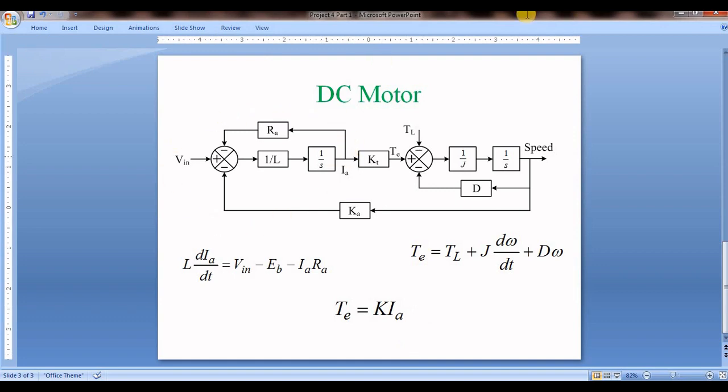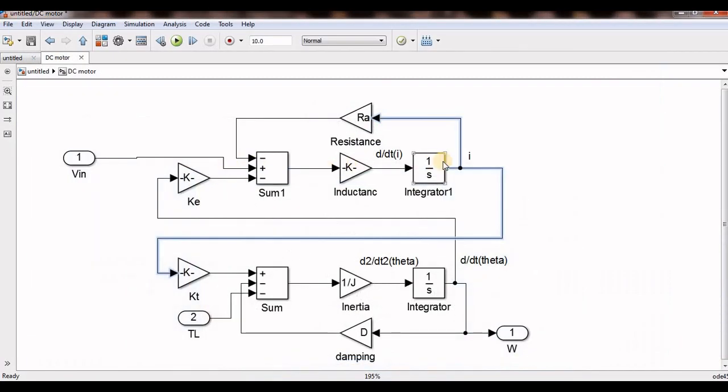See, this loop is now here, and after I got the Ia, I can multiply with Kt to get the electromagnetic torque Te. Te minus TL, this is my input, TL, the load torque. Te minus TL minus damping coefficient D into omega. Then once I multiply by 1 by J, I get d omega by dt. We can call this omega, and this integration gives omega. So now I got the omega.